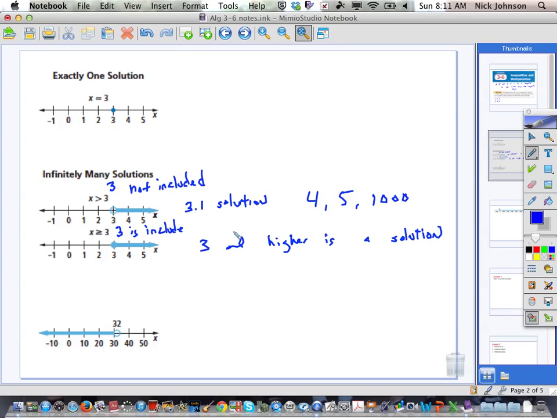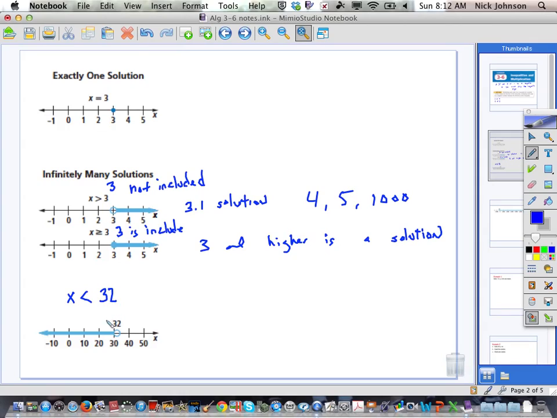So let's take a look at this one down below here. Okay? They want all values that are less than 32. Less than because it goes to the left. Okay? How do we write that? Well, we write that as x is less than, and then my number, which is the point of emphasis, 32.